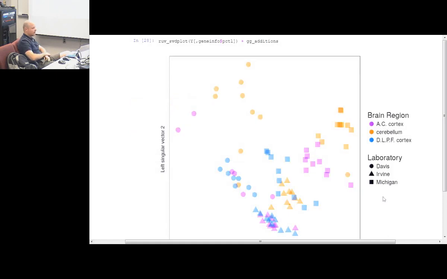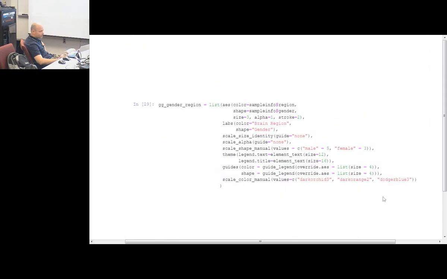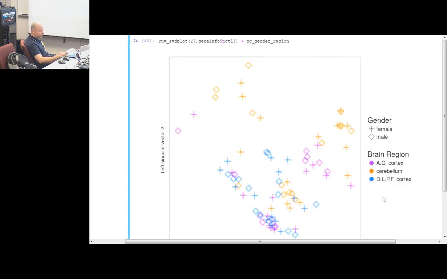So before adjustment, it actually looks pretty much exactly the same. Again, these are genes just from the X or Y chromosome. But still, by far the biggest signal in the data is the lab effect. I've changed the graphic parameters here a little bit so that now I can look at the difference between men and women. And there is no sign of the gender effect in here.